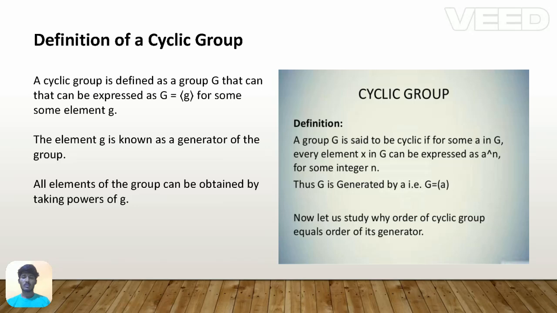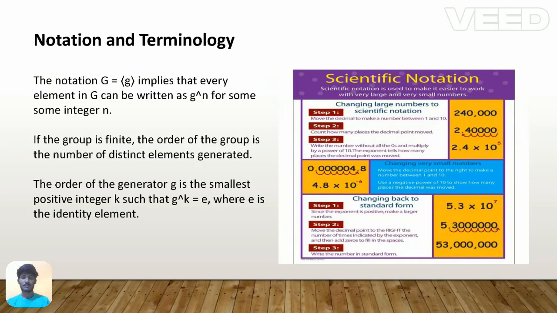Definition of a cyclic group. A cyclic group is defined as a group G that can be expressed as G equals ⟨g⟩ for some element g. The element g is known as a generator of the group. All elements of the group can be obtained by taking powers of g.